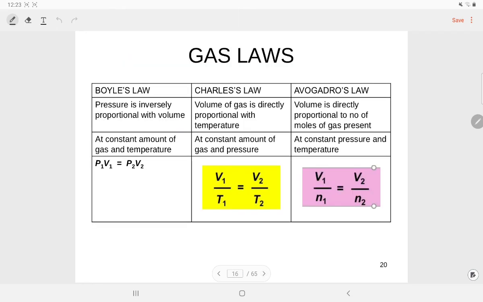Alright, so this is the summary of the gas laws that we have already learned for today, which are Boyle's law, Charles' law, and Avogadro's law. Okay, so the first row is the definition for Boyle's law, Charles' law, and Avogadro's law, the second row refers to the variables that are kept constant for that law, and the third row refers to the formula for your gas law. So all of this you need to memorize and apply whenever it's needed.